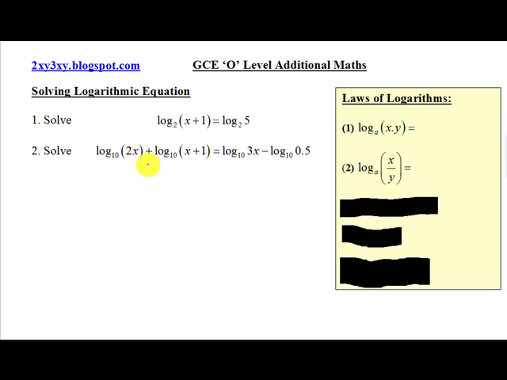Let's take a look at a slightly more complicated example. Example 2. In example 2, we have 2 logs on this side of the equation and 2 logs on this side of the equation. If we want to solve the logarithmic equation, we have to combine the 2 logs into a single log, just like example 1. Similarly, we have to combine these 2 logs into a single log. Okay, how are we going to combine the 2 logs into a single log? Well, we can apply the laws of logarithm.